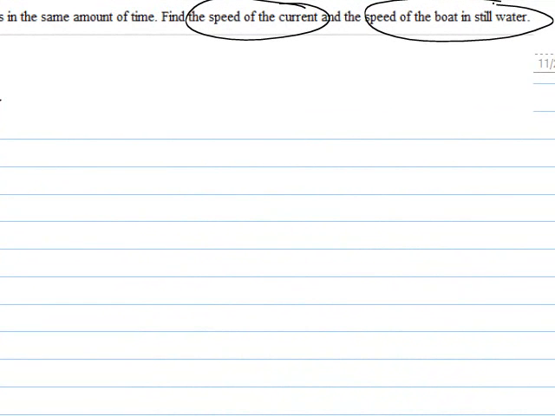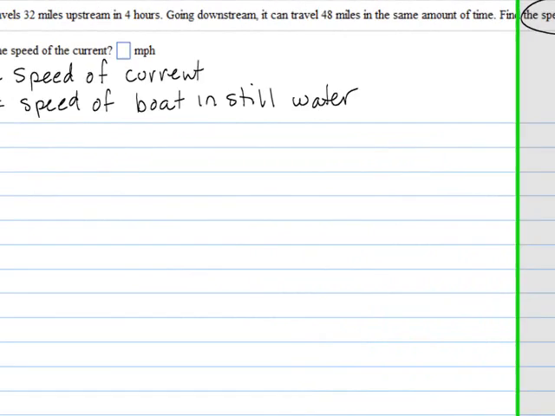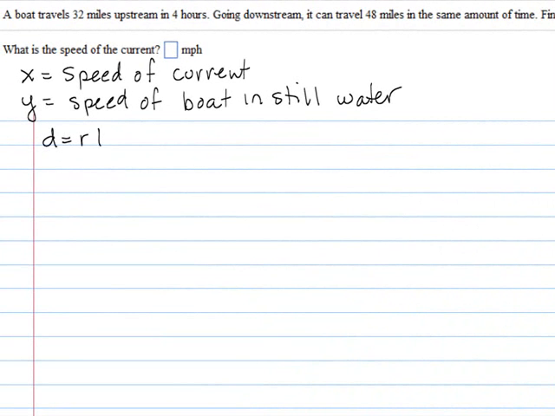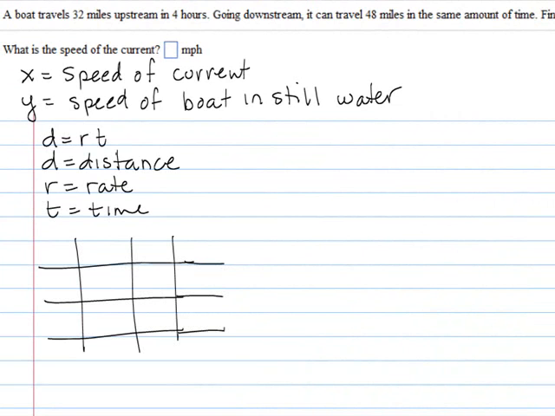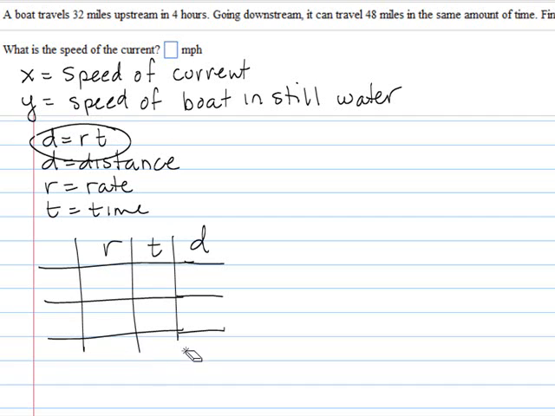Okay, now because it's a distance or a motion problem, we're going to use the formula d equals rt, where d stands for the distance, r stands for the rate, and t stands for the time. I'm going to make a chart where D is on the outside here using this formula, and R and T are right here. And I'm going to try to fill in these two boxes.